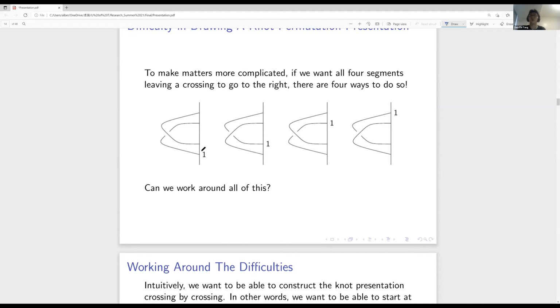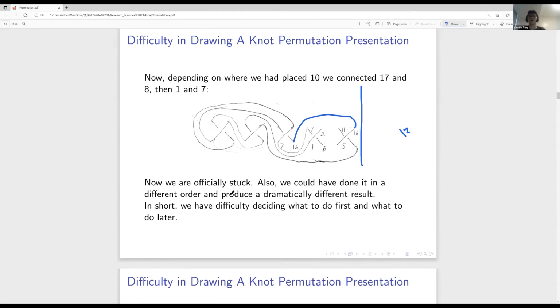So here the 1 denotes the crossing, the one that represents whose number is going to be the first in the PD notation of that crossing. And you can see there are 4 ways in which the line segments can, quote unquote, leave the crossing.